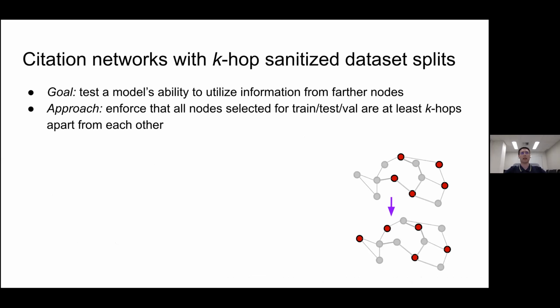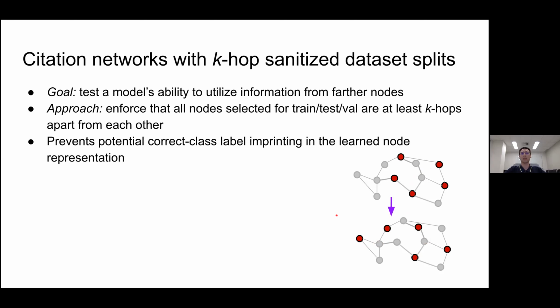So our idea here was to enforce that nodes selected for training, testing, or validation are at least k hops away. In these citation networks, you have just one large graph, and the nodes are randomly selected for training, validation, and testing, but they can be neighbors of each other, right? So we resampled the data set in a way that they are at least k hops apart. So this way, the model can't really leverage this information easily unless it has a receptive field that goes beyond this k that we sanitized.